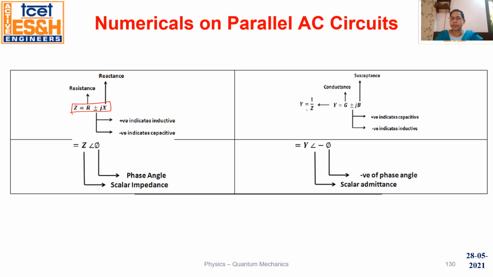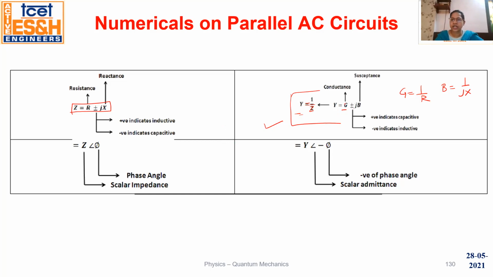We have one more quantity with us, that is Y. Y is the admittance, and it is just the inverse of the impedance. So here Y is equal to G plus or minus jB. G is nothing but 1 by R, whereas B is nothing but 1 by X. So see here, this is also one of the representations. In a parallel circuit, it is easy to solve numericals by using this formula.